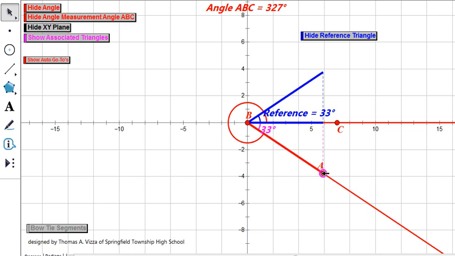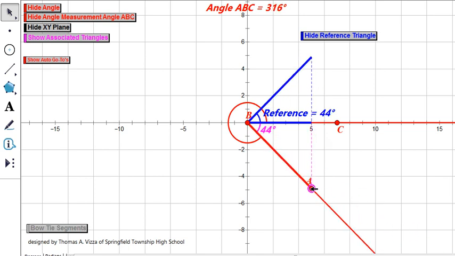Similarly, if I were at an angle measure of 315 degrees, this gap would increase to 45 because I've gone backwards. And if you notice here, there's a relationship between 360, 45, and 315. We'll talk about that when we develop the formulas.